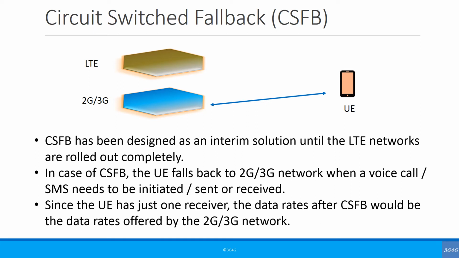And because the UE just has one receiver, as I mentioned, the data rates after CS fallback would be the data rates offered by the 2G or the 3G network.